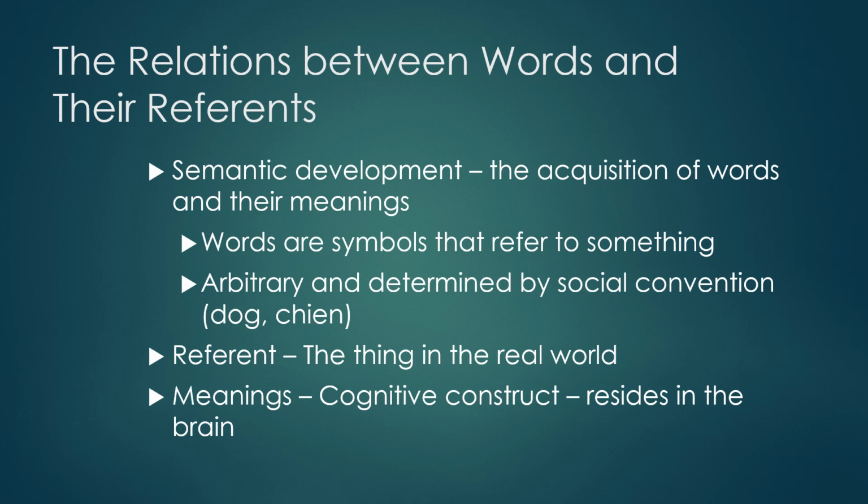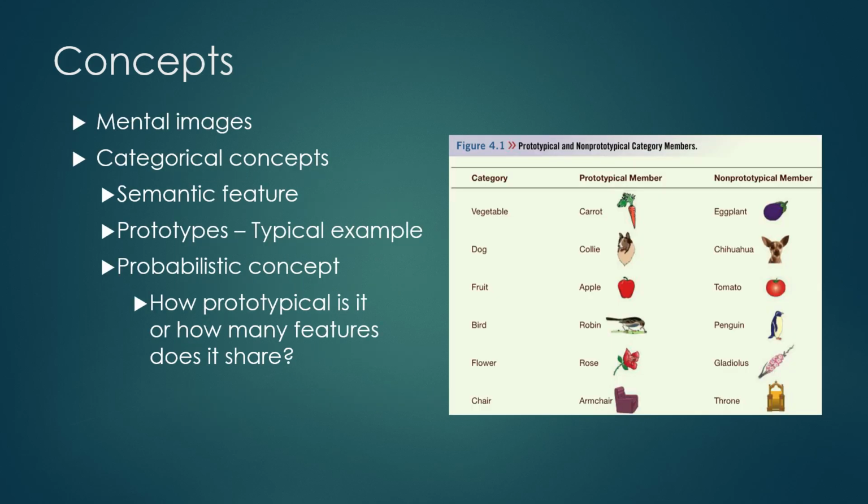Meanings, on the other hand, are cognitive constructs. Meaning resides in our brain. We have a meaning for a word. It means we know or understand or think something about the word. And so, meanings for words are intricately tied to our conceptual knowledge.